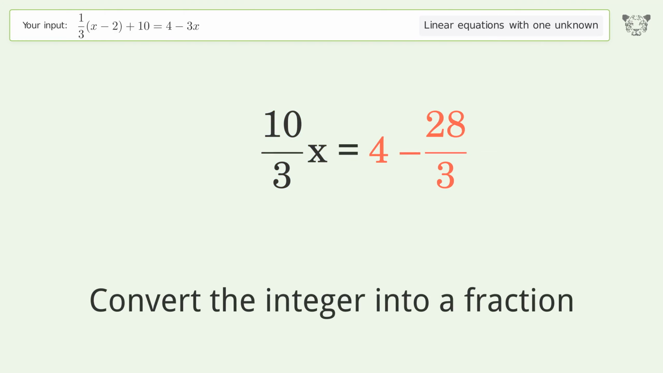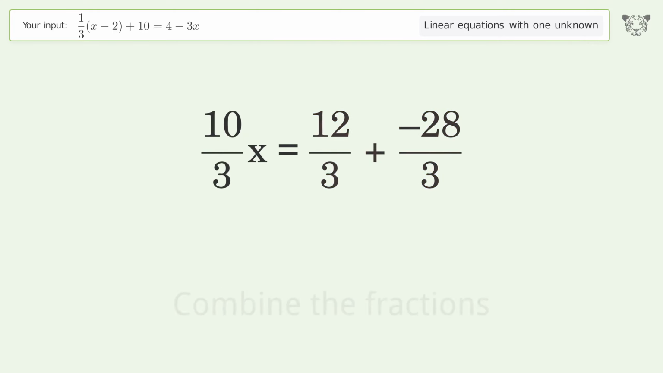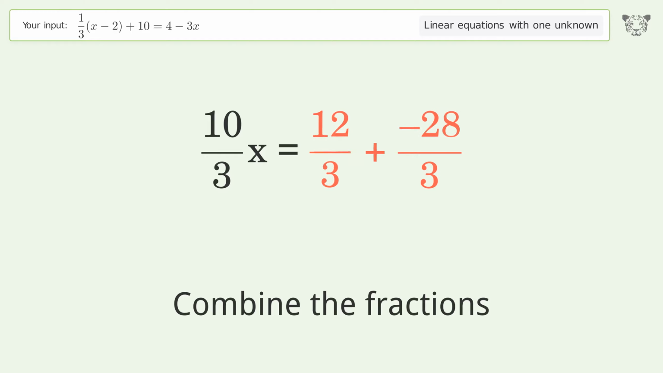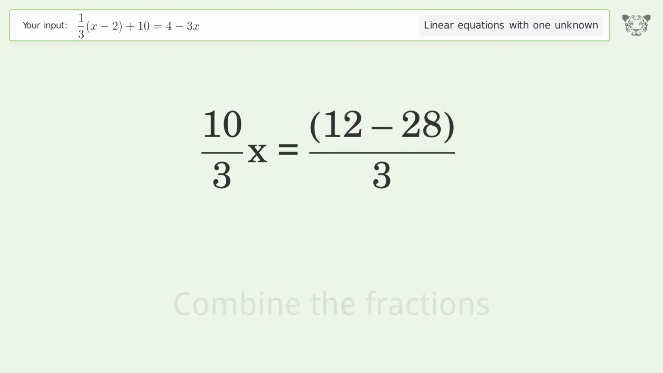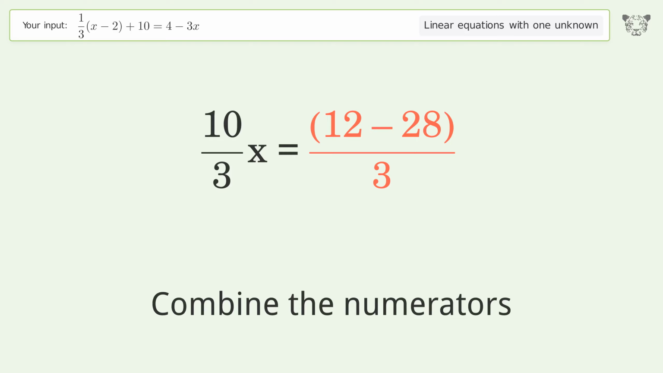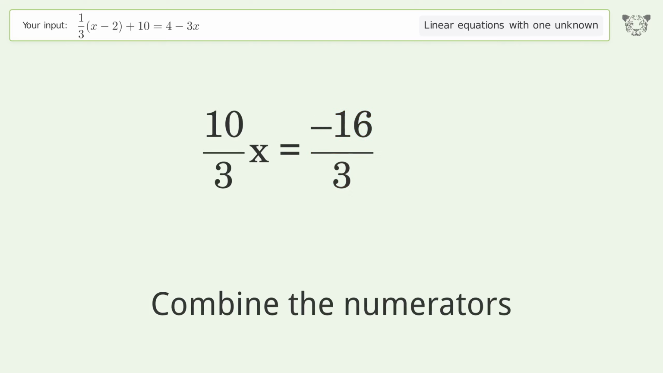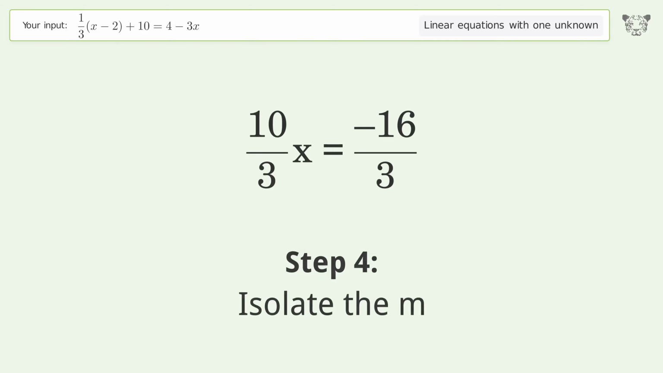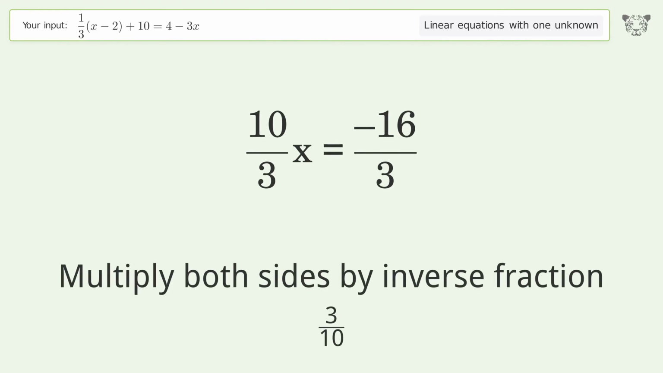Convert the integer into a fraction. Combine the fractions. Combine the numerators. Isolate the m. Multiply both sides by inverse fraction 3/10.